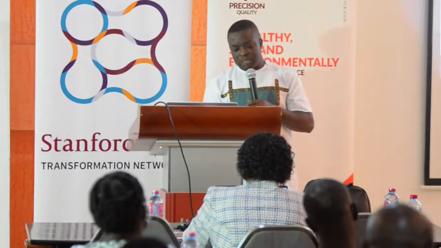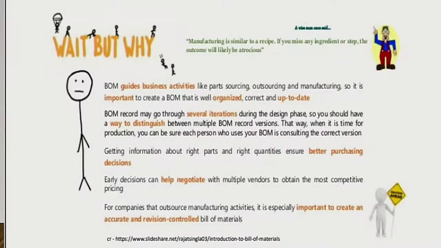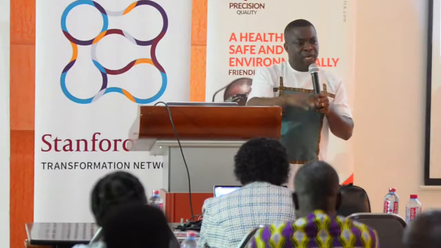Let's look at some summaries. We are saying that BOM, or bill of material, gives business activities like parts sourcing. So you know that these are the things I will need. And so if I don't have it in stock, am I going to buy, or where do I even get it? The next thing is that a BOM record may go through several iterations.